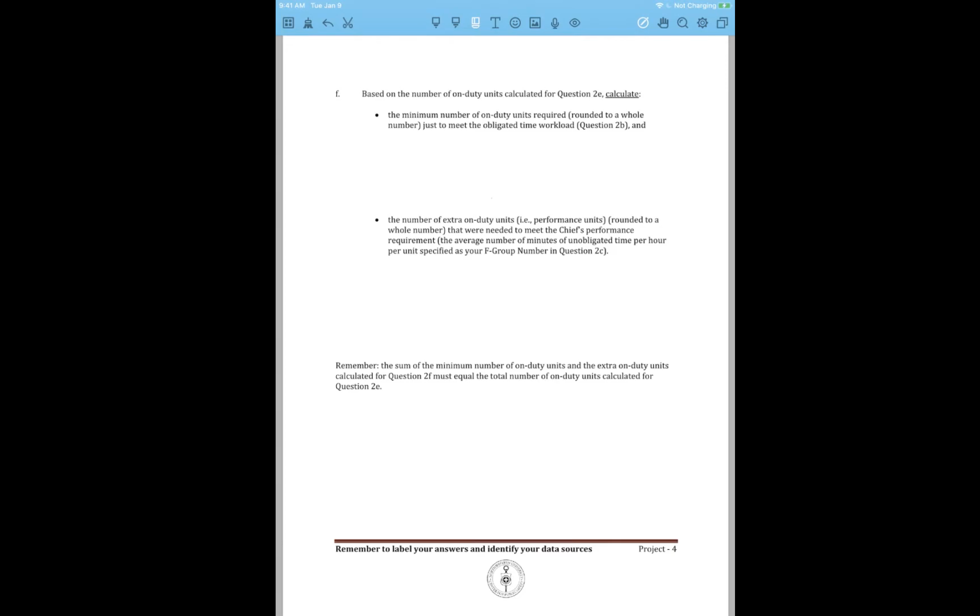And when you do these calculations, the total number of the minimum units plus your performance units must add up to the total number of units that you calculated in question 3E. So again, my minimum number of units, the formula is 1 over your shift length times total obligated time divided by 365. So I use my total obligated time for this formula.